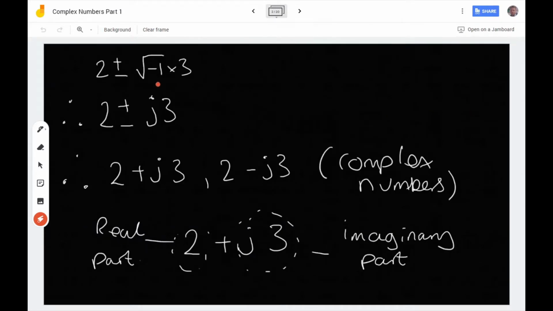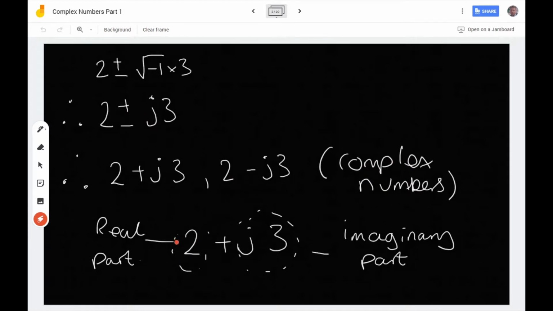So looking back at this expression we had on the previous slide, we've now got 2 plus or minus the square root of minus 1 times 3, and we just replace the square root of minus 1 with j, so now we end up with 2 plus or minus j3. The solution to a quadratic equation has two solutions, so we've got 2 plus j3 and 2 minus j3, and that's because of this bit here. Okay, and these are complex numbers because they've got this j in them.